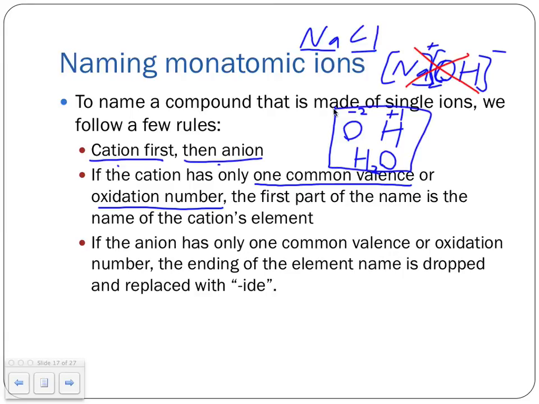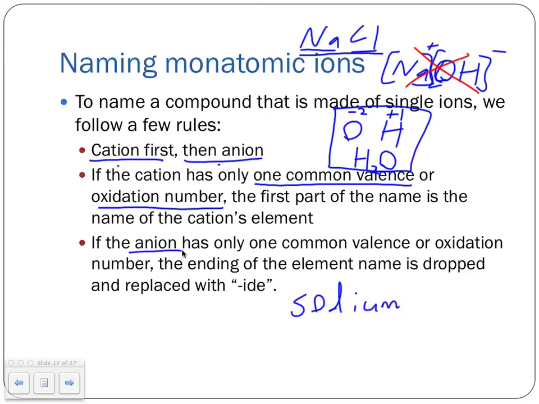Water is sort of an exception here. It uses a common name, not a chemical name. But let's take a look at the one we had right here, NaCl. Na is sodium. If you look at your periodic table, it's in group 1. Group 1 has a +1 oxidation state, so it's going to be first. Since that's only one possibility, the first part of the name is the name of the cation's element. So it would just be sodium. Sodium is the first part of the name if I'm trying to name this one.